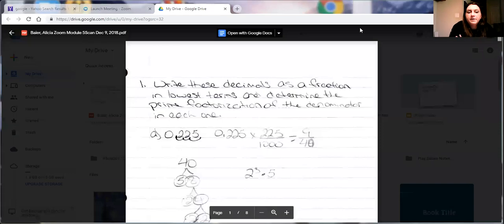Hello, today I'm going to be going over 6 problems with you. The first one: write these decimals as fractions in lowest terms and determine the prime factorization of the denominator in each one.